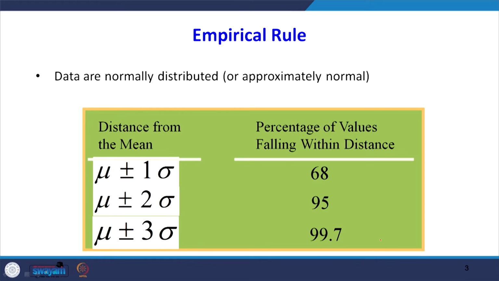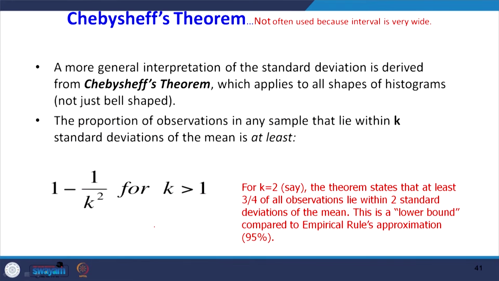I will show in the next slide the same thing that I gave in the previous slides. See, mu plus or minus 1 sigma, you can cover 68% of all observations. Mu plus or minus 2 sigma, you can cover 95% of all observations. Mu plus or minus 3 sigma, you can cover 99.7% of all observations. Actually this 1, 2, 3 is nothing but Z. I will tell you in coming classes what Z is.